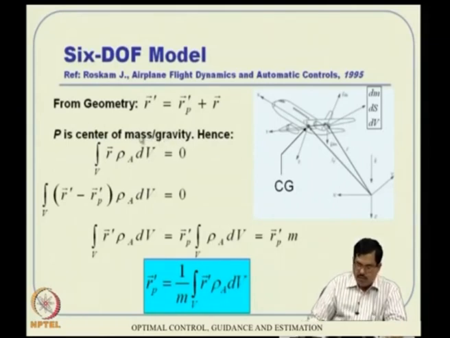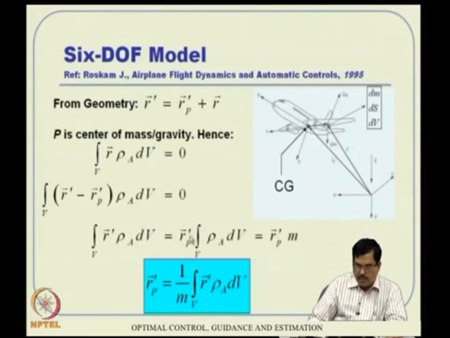So we talk about p being the center of mass, and hence this is nothing but dm, where rho a is the density of the aircraft and dv is the control volume that you are talking about. If you take r times this dm and integrate over the entire volume, obviously that is 0, and that is the definition of center of mass. Around the center of mass, if you take every individual particle and do this volume integral, it should come to 0. So if you substitute r, which is nothing but r prime minus Rp prime, what you get is this integral of r prime rho dv equal to that.